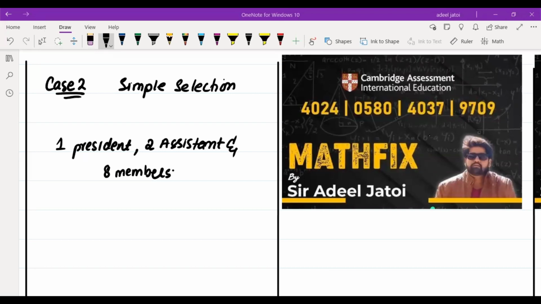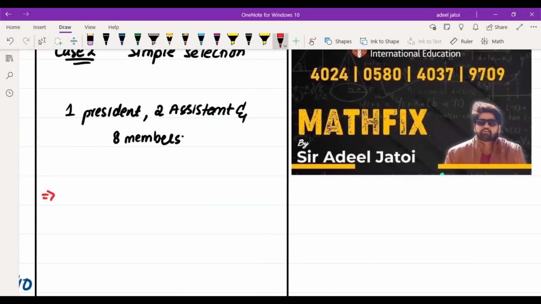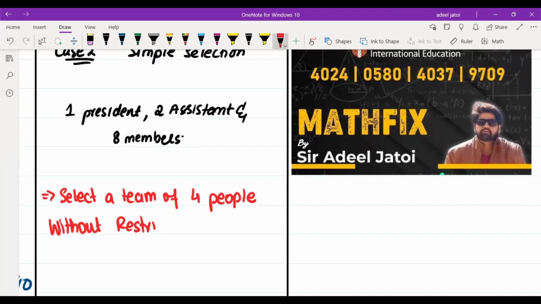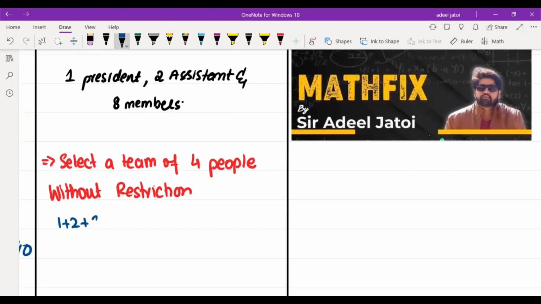Case 2. Now, case 2 is simple selection. Simple selection means there will be data given to you and you will be asked to create a team, or you will be asked to make a group, or make sure that the people are together in any form. So, considering this, let's take down an example question. The question says: select a team of 4 people without restriction.